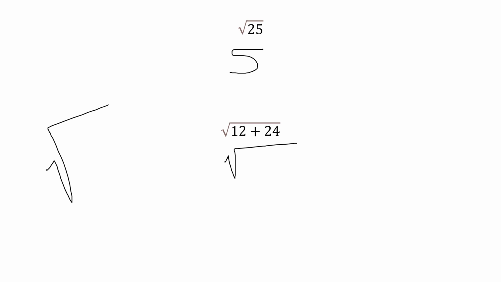So when you have things under your radical to do, you need to solve that first. So in this case, I have 12 plus 24. 12 plus 24 is 36. Now I square root this, and it's 6. Why? Because 6 times 6 is 36.